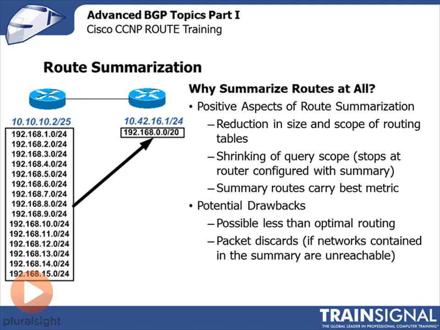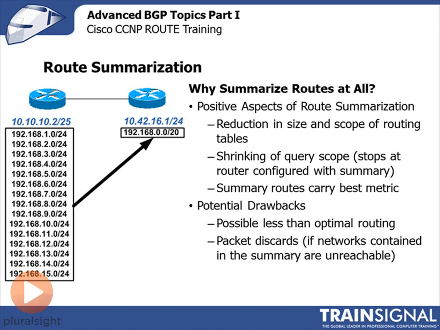So the first question is, why summarize routes at all? We've talked about this previously. Optimal routing protocols will summarize whenever possible. And the reason why is because you don't get points for having bigger routing tables. In fact, larger routing tables take more time to process, they require more memory, and they require more CPU cycles. So the smaller a routing table, the more efficient everything can be. So positive aspects of route summarization, as I just mentioned, it shrinks the size of the routing table. It also reduces the scope of the routing table as well.